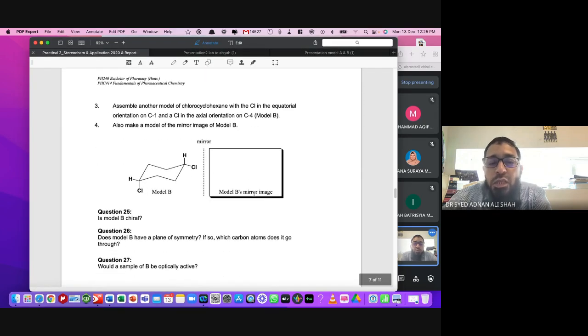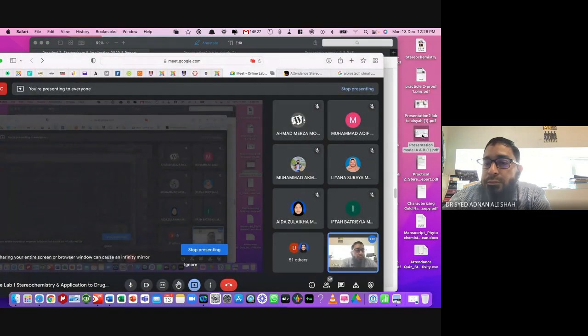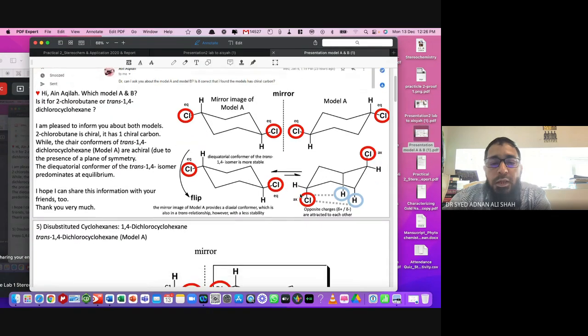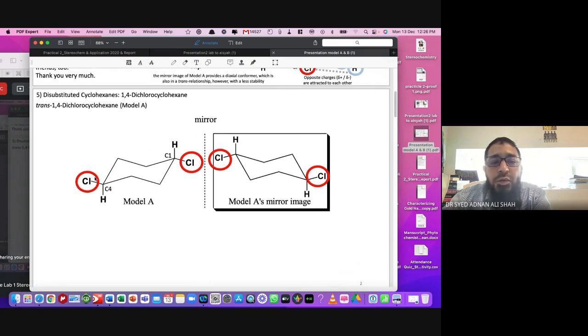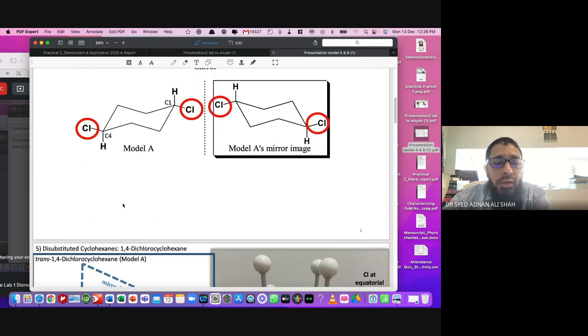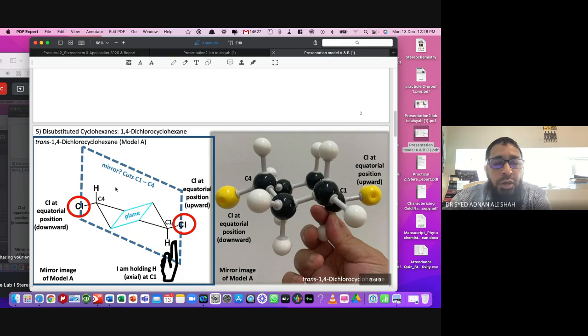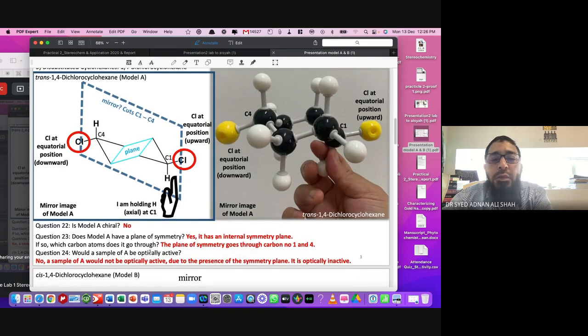The same you have to see, you have to just make the mirror image of this molecule also, the same as I have shown you. This one is for the trans one, right? So in the trans disubstituted, you have it like this. This is the mirror image of this trans 1,4-dichlorocyclohexane. So this I have shown you. This one you can see has a plane of symmetry.